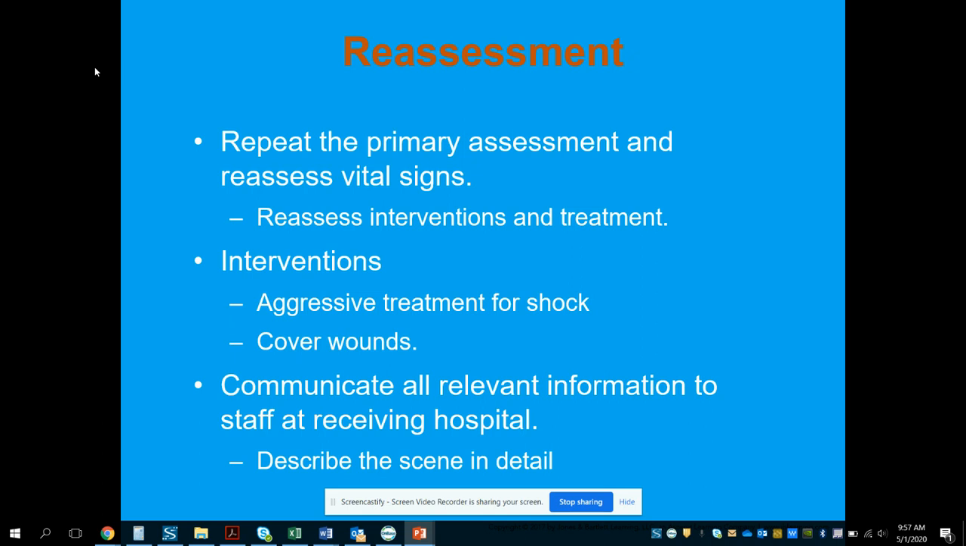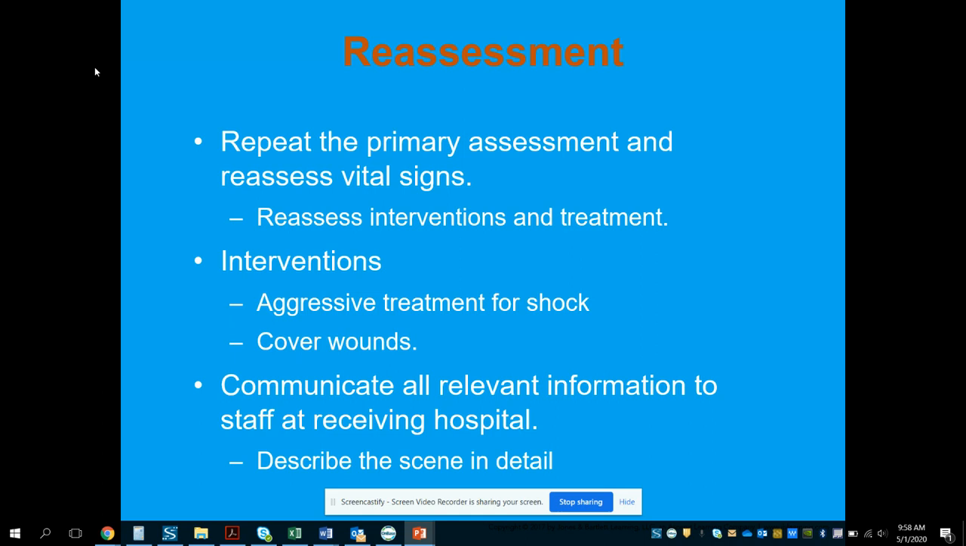When we're doing our reassessment, we're going to repeat the primary assessment and reassess our vital signs. Remember, 5 minutes if the patient is critical or unstable, and 15 minutes if they're stable or not critical. As far as interventions, aggressive treatment for shock that we've mentioned, keeping the patient still, quiet, oxygen if needed, and temperature control is huge. And then we do want to cover any wounds, which we're going to take a look at here in just a minute about how we can cover and address those wounds.